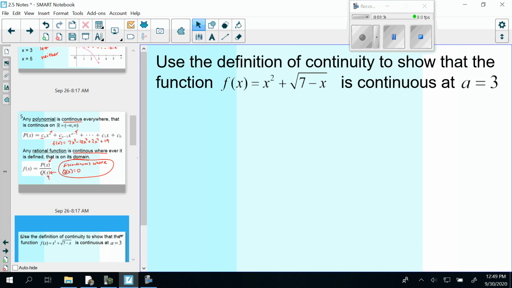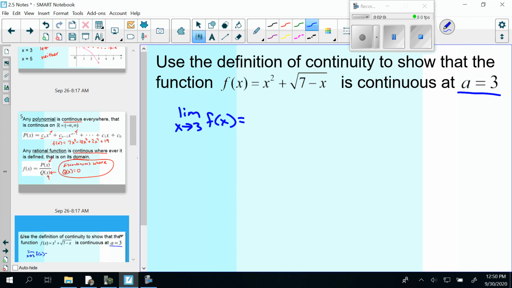So let's look at some functions, see if we can determine if they're continuous at certain points or where they're discontinuous. It says use the definition of continuity, show that the function shown here is continuous at a equals 3. Well, if we want to show it's continuous, then plug in values and see. Remember, we're trying to show that the limit as x approaches our a value, which here is 3, of this function equals the function at 3.